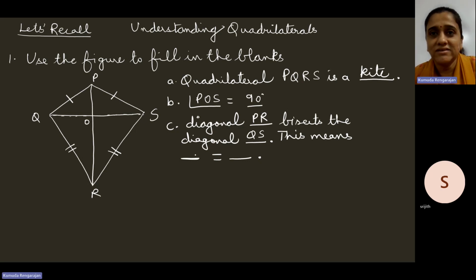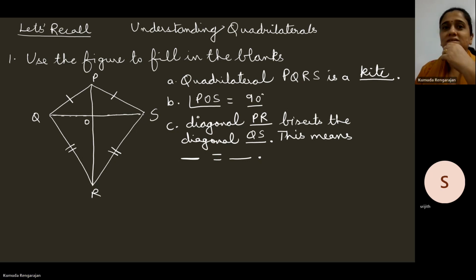Which one is bisected? That means what is equal to what? QS is equal to PR? What have we learned? Are the diagonals of a kite equal? No. Then how can PR be equal to QS? The diagonals of a kite are unequal.